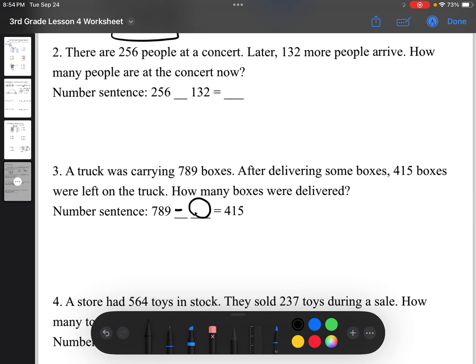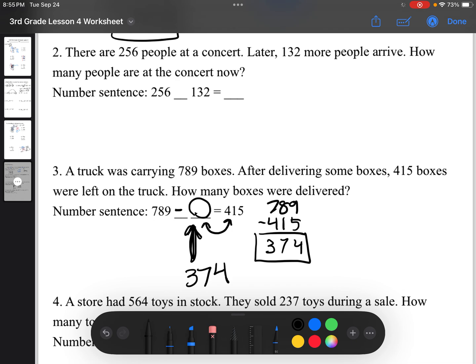How do you find a blank like that? The question is 789 minus blank equals 415. The way you could do this is by flip-flopping these around. So in this situation, you do 789 minus 415 equals that number. Let's do this. 9 minus 5 is 4. 8 minus 1 is 7, and 7 minus 4 is 3. So we get 374, which means in this section right here, the answer would be 374.